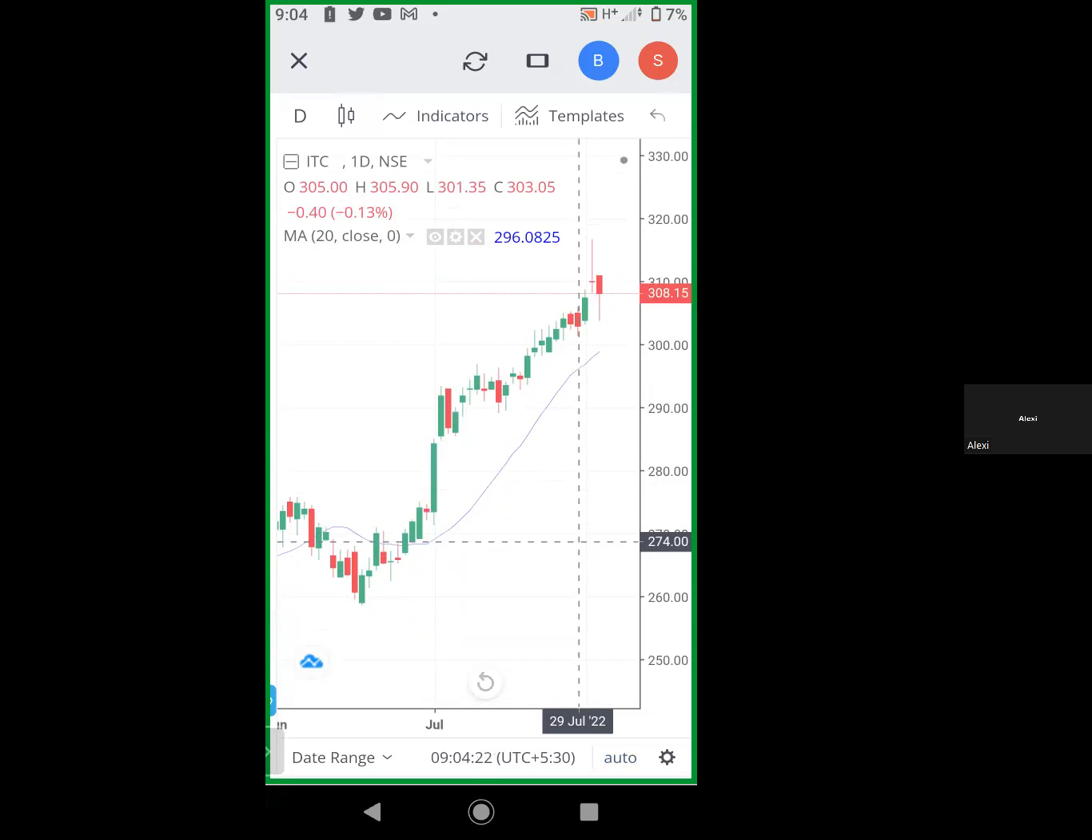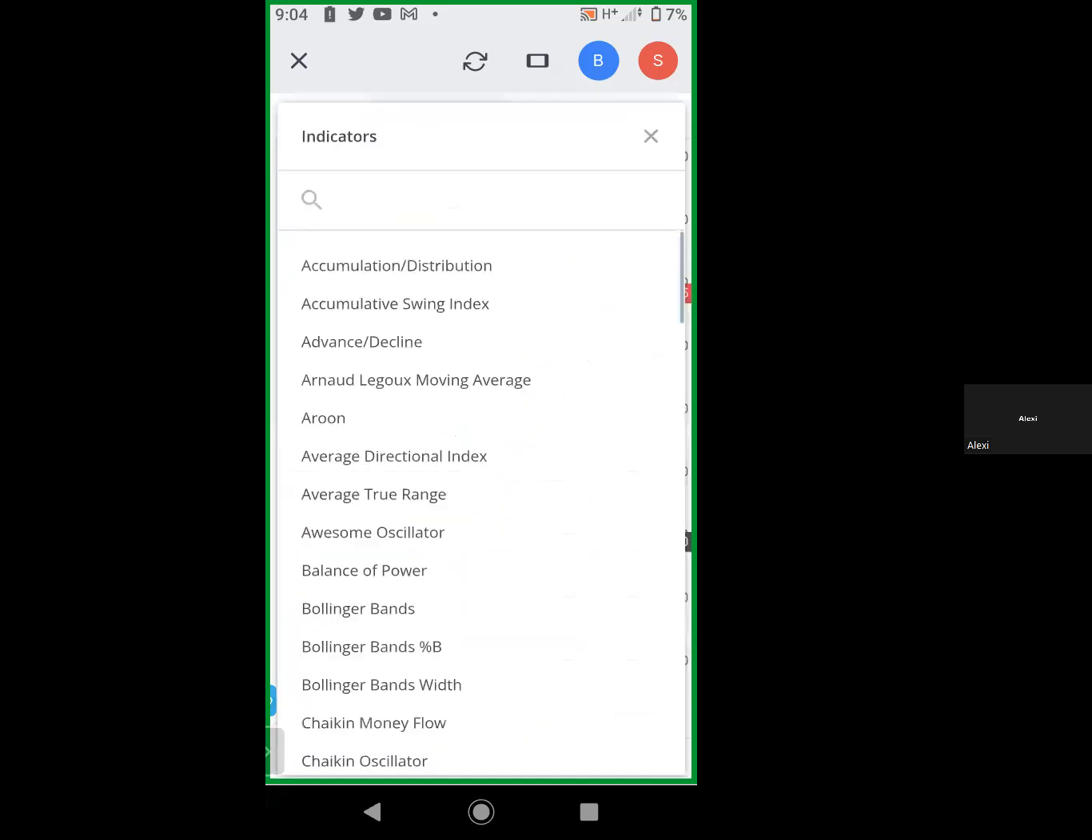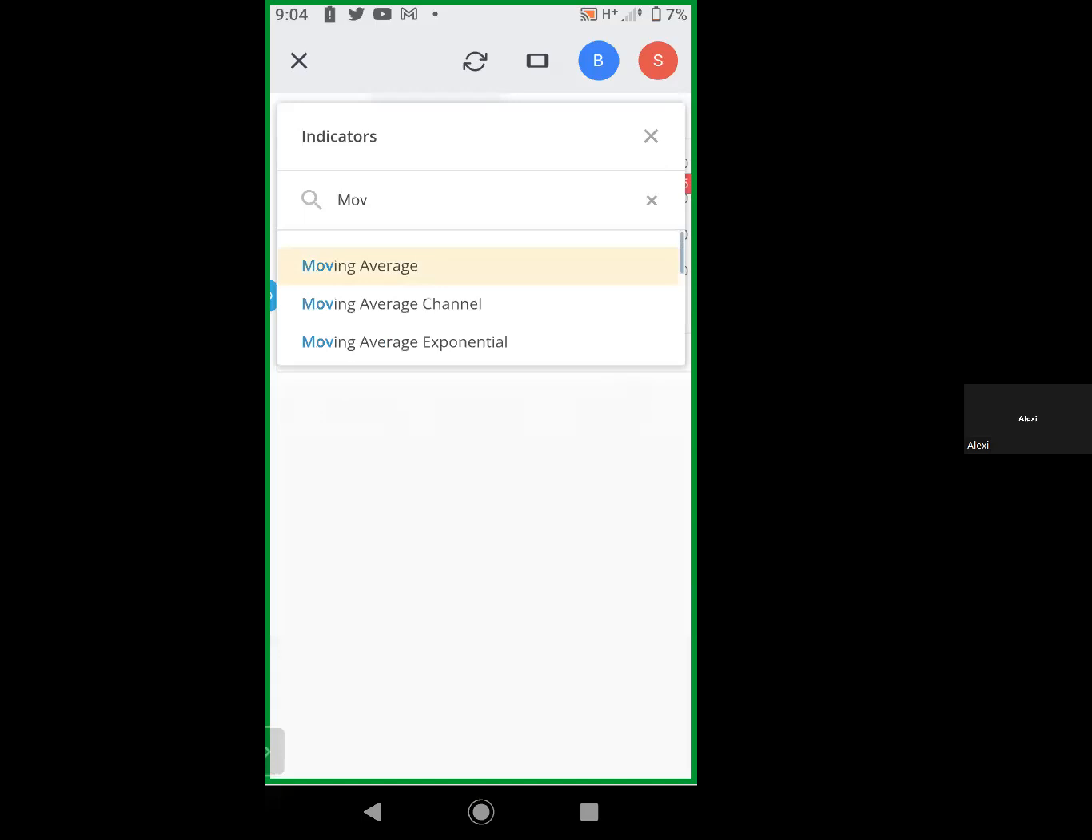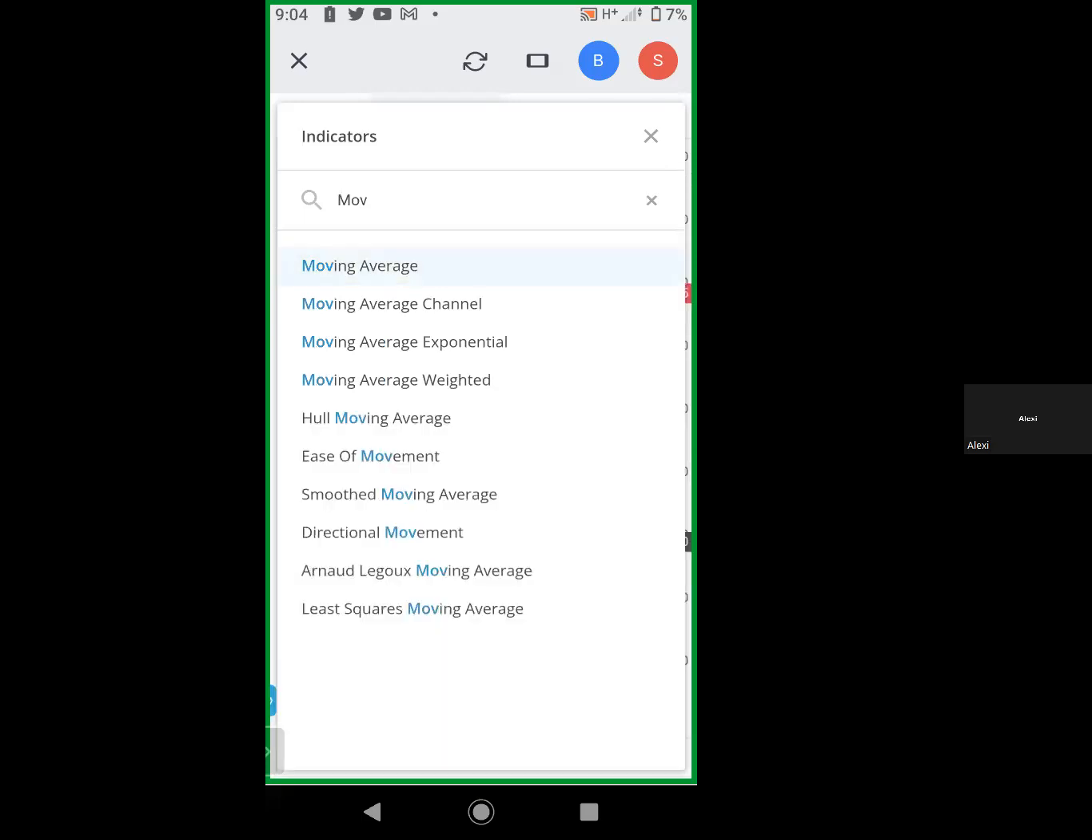Now on the top, again, I press indicators and type in moving averages. I think it's necessary, and I'll type one more in. Click on that, and click on the X in the top right-hand corner.